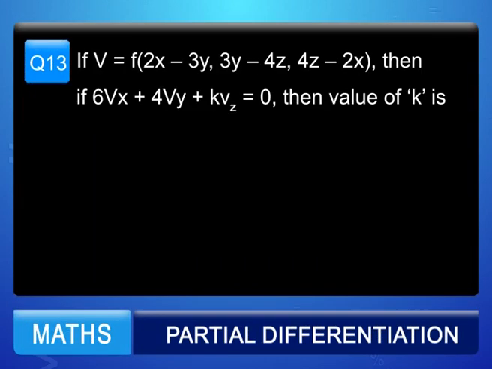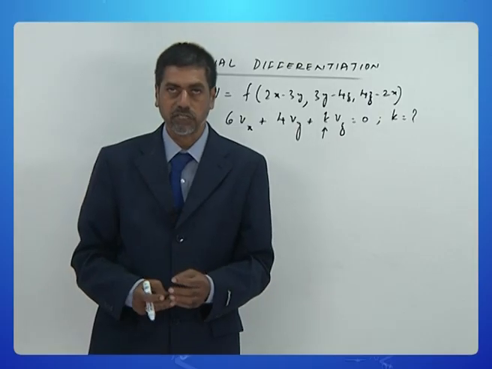In question number 13, you have v is equal to f of (2x minus 3y, 3y minus 4z, 4z minus 2x), and 6 times vx plus 4 times vy plus k times vz is equal to 0 is given. The requirement is to find the unknown value of k here. This is a very nice problem based on the total derivative concept.